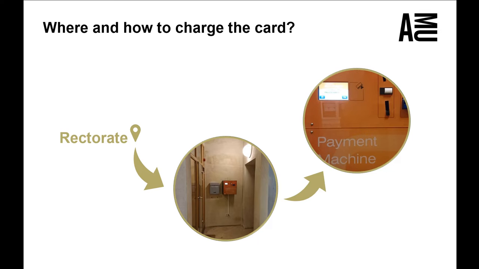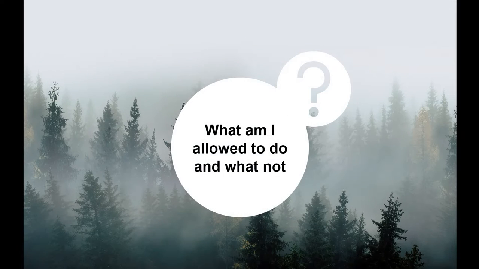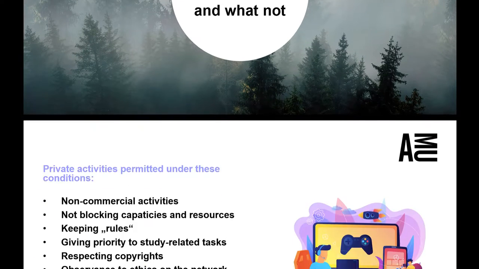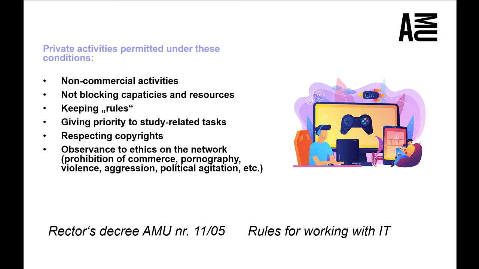You charge your card, you can only put cash in, only crowns, and you charge your credit to your card like that. In the near future, it will be possible to do it online as well, but for now you have to do it physically. So let's see the next topic. What I can and can't do. So, you can do virtually everything on our computers, except for the commercial stuff, because our technology is only for non-commercial stuff and for your studies.